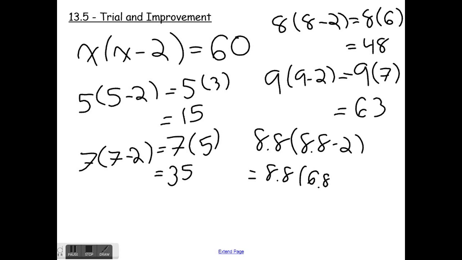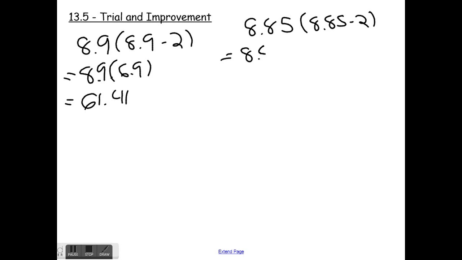So you have 8.8 times 6.8, which is 59.84. Yeah, but round it up, it's 60. Yes, if we round it to the nearest whole number, it would be 60, correct? Okay, so it's a bit more. I'll try 8.9 for now, because that's what David said first. 8.9 times 6.9 is 61.41. So that's too big. So we'll try 8.85.